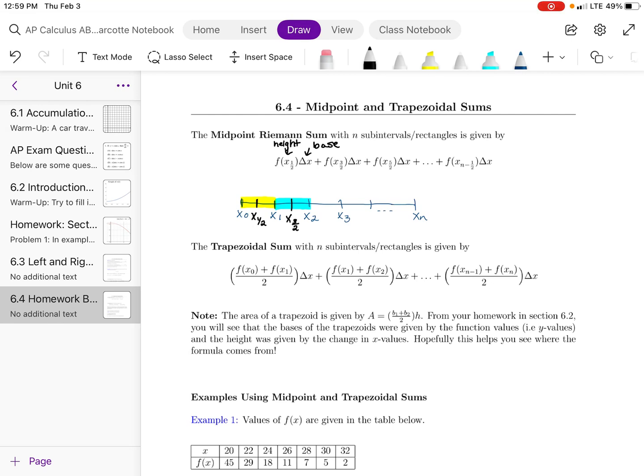Okay, so here's my important note to you to truly understand where they're getting these formulas from. I'm saying that the area of the trapezoid is given by this equation from geometry. So the area is the sum of the bases divided by 2 times the height. And so from your last homework, you'll probably see that the bases of the trapezoid were given by the function values, or the y values, and the height of each trapezoid was actually given by the change in x, or the x values. So looking at that last homework, hopefully you can see this connection, that this delta x is actually, for the trapezoidal sum, the height of each trapezoid.